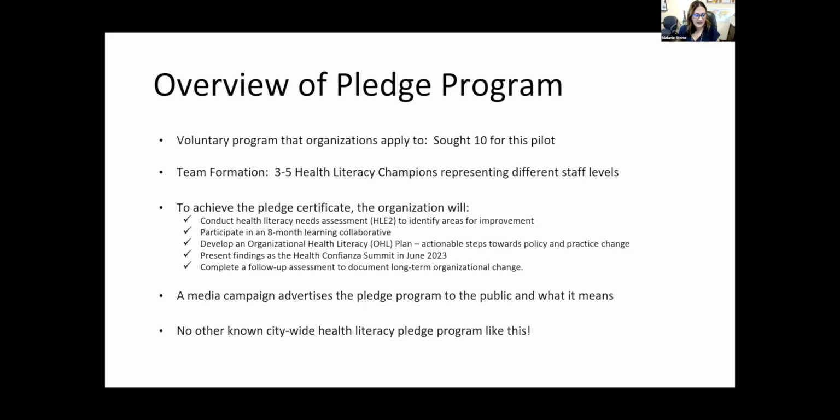And then we had a media campaign that's actually going on right now to spotlight these organizations in our community. These were going to be things like physical and electronic banners, social media, radio spots, to let the community member know, what does it mean if this organization has this pledge certificate? With the idea being that that client will receive more respectful treatment, education provided on their level, the fact that the organization is going above and beyond to help them take control of their health.